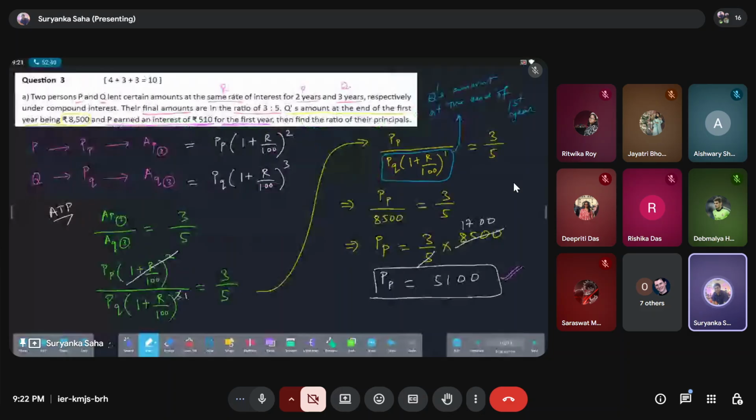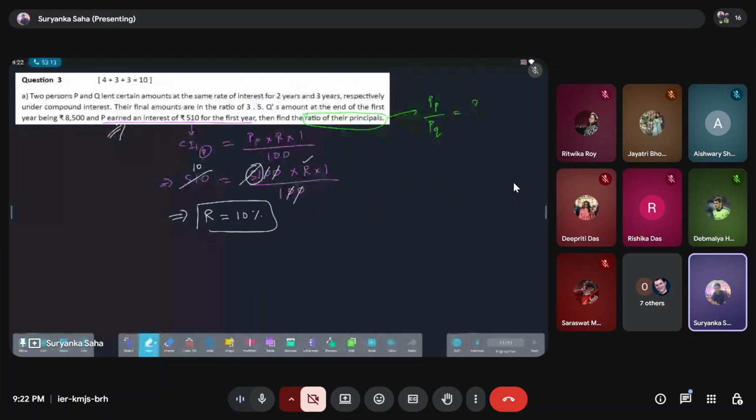Oh, it is not showing. I am marking. Wait, yes, it has come now. See, this is PP by PQ, marked here. So PP by PQ is basically here, into 1 plus R by 100. We know the value of R right now. Let me write this equation once again. From the previous slide, PP by PQ into 1 plus R by 100 to the power 1 was 3/5.